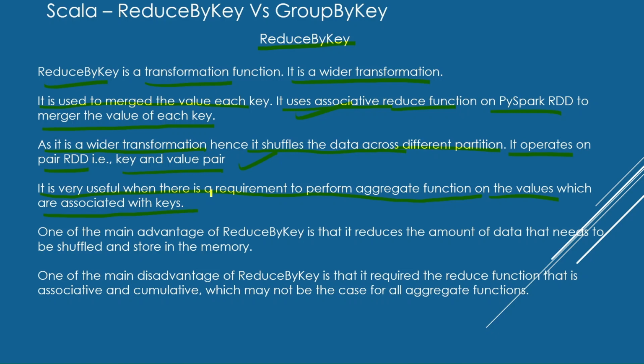Whenever we are going to merge the values of the same key, it would be very helpful if there is a requirement to do any kind of aggregation function like sum, count, mean and max. So if you want to do a certain kind of aggregation function on the values per key, then reduceByKey will play a very important role. One of the main advantages of reduceByKey is that it reduces the amount of data that needs to be shuffled and stored in the memory.